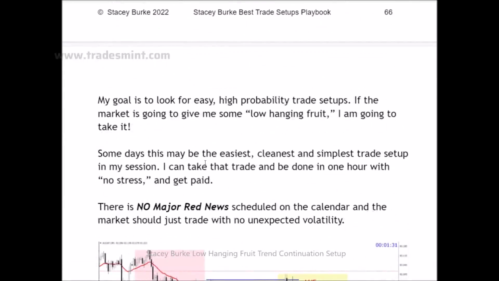So again, my goal is to look for easy, high probability trade setups. So each time I come to the screen and scroll through the pairs, I always ask myself, if I have interest in trading something, what is my setup on this? What is my setup going to be? Out of this playbook, there's always going to be one instrument that's going to give me my thesis for at least one good trade setup, and then obviously it just has to eventuate. But the low-hanging fruit is the trend continuation trade. Some days this may be the easiest, cleanest, and simplest trade setup in my session.